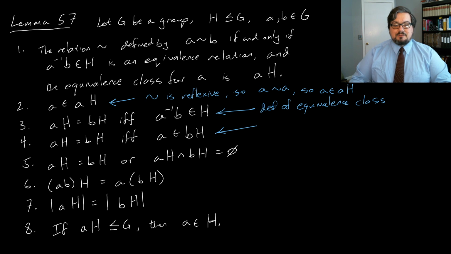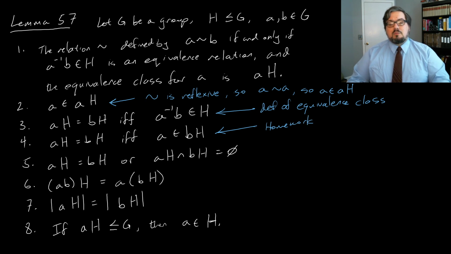And similarly for part 4. This definition of equivalence class, this was one of our homework problems, which says that an element of an equivalence class is a representative of that equivalence class. So if two cosets are equal, then that means that each representative involved belongs to the coset.